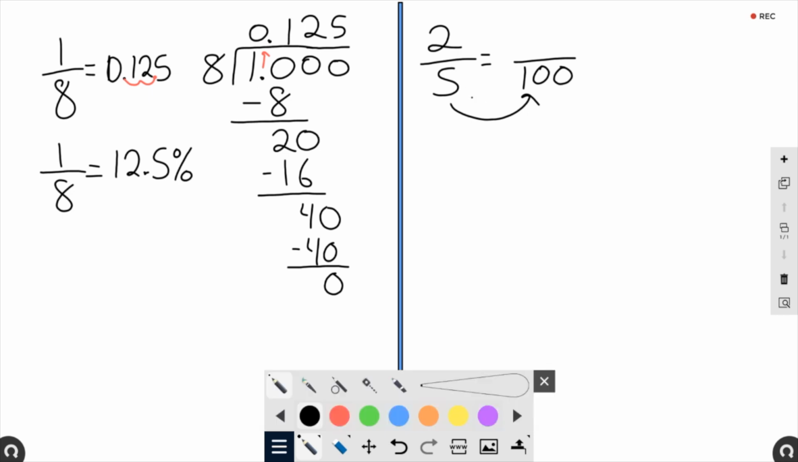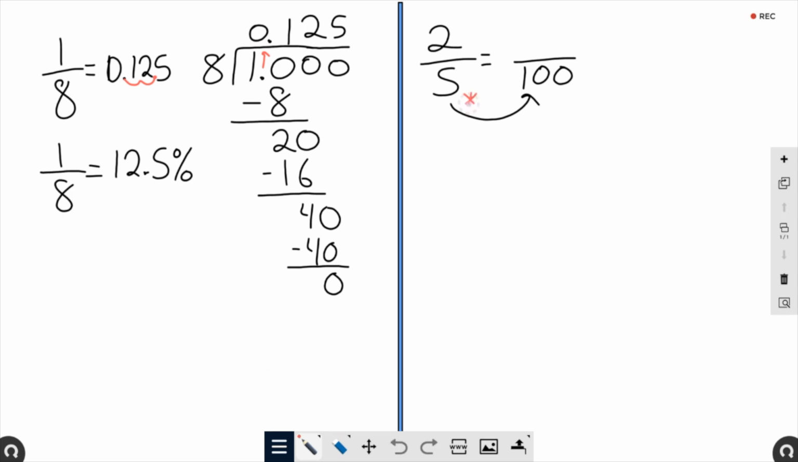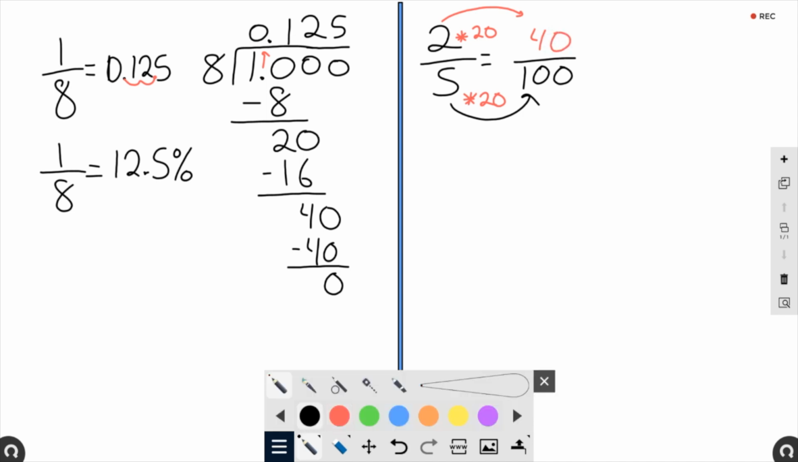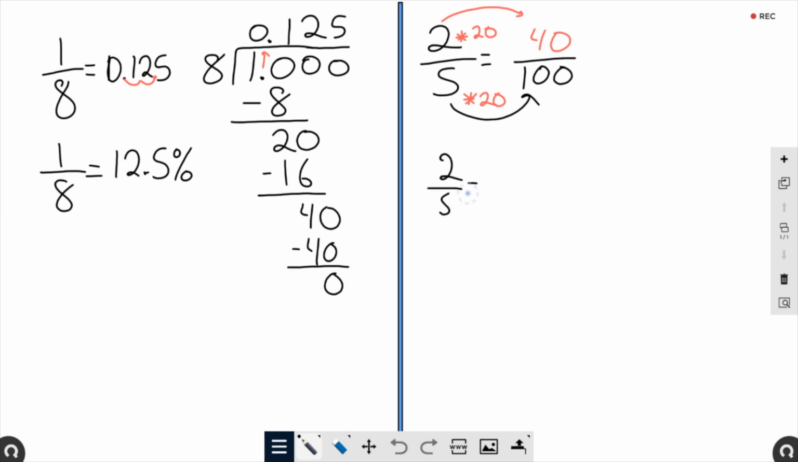So I'm going to have a scale factor of 20. 5 times 20 is how I get my 100. And to make that equal, whatever I do to my denominator, I must do to my numerator. So to get my numerator, I have to multiply my 2 by 20. And 2 times 20 gives me 40. So 2/5 equals 40%.